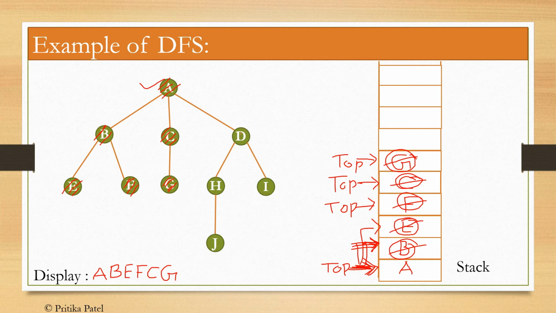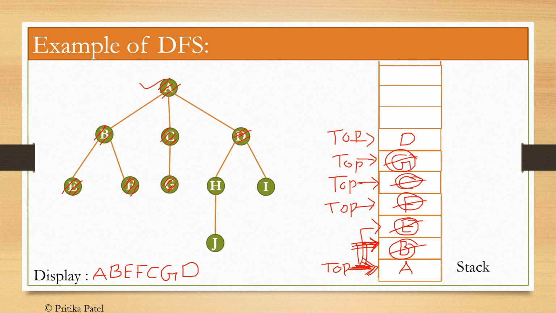Yes, there is D, which is an unvisited vertex. So visit it and mark it as visited, right? Then push D into the stack, and display D, right? Now D becomes the top of the stack. So now check whether D has any unvisited vertex. Yes, D has two unvisited vertices, that is H and I, right?